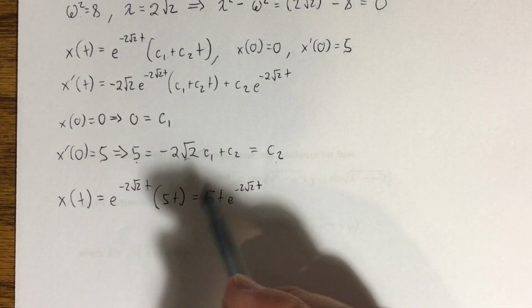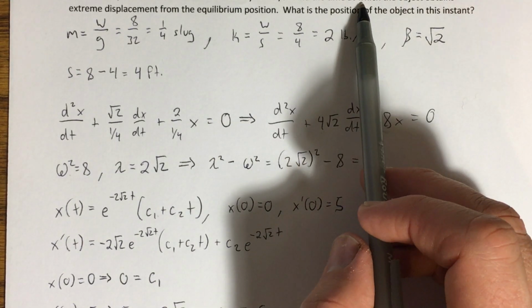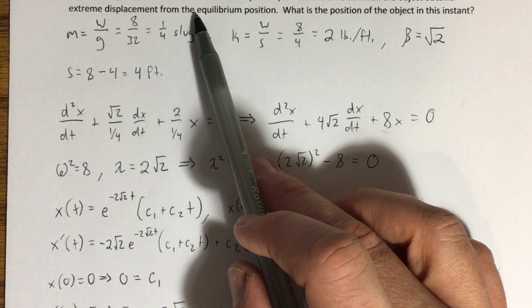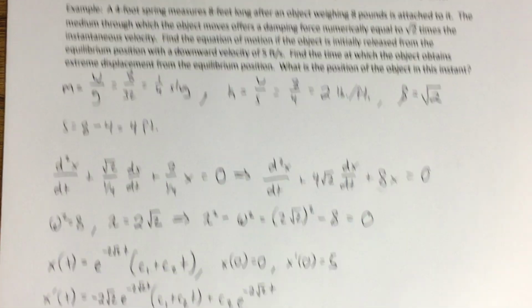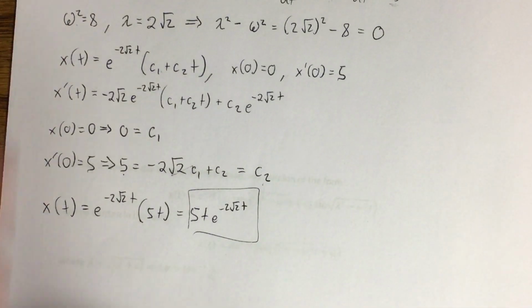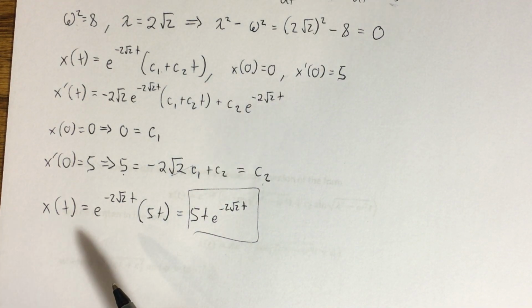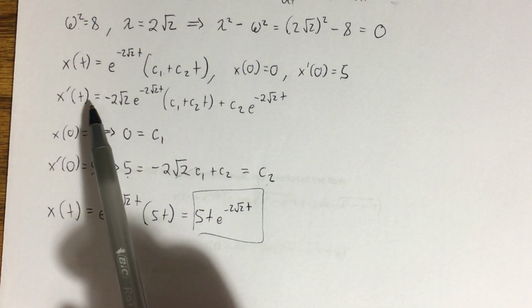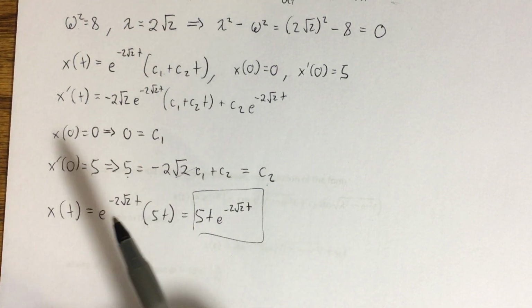All right, so that's not the only thing that we were asked to do. We're also asked to find the time at which the object obtains extreme displacement from the equilibrium position, and what is the position of the object in that instant. So extreme displacement means we're trying to maximize our position, right? We're trying to find the absolute furthest we get from equilibrium.